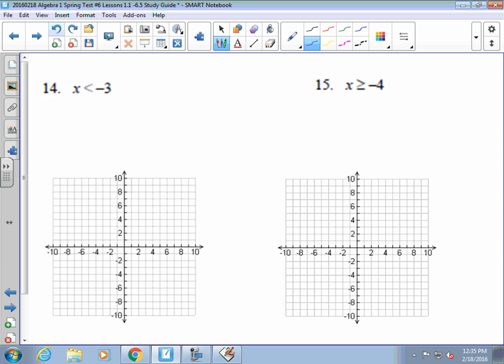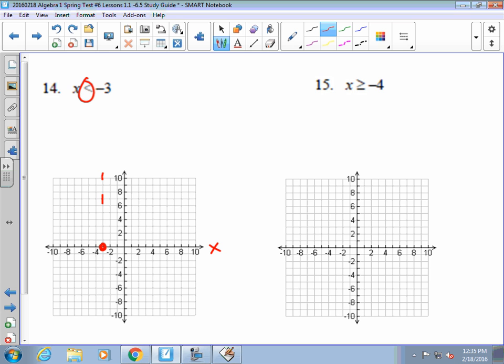So since that's the case, x is less than negative 3. This is your x-axis, the one going across that way. So at negative 3 is where it crosses. Remember, for an inequality, the first difference is, is it a dashed line or is it a solid line? Right here, it just says less than. That means a dashed line.